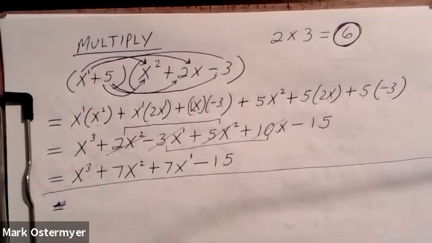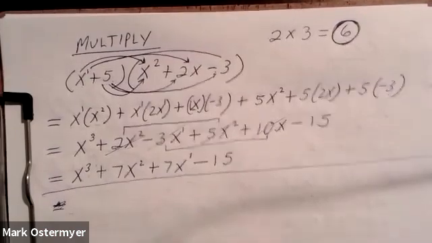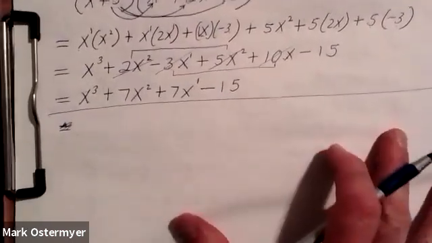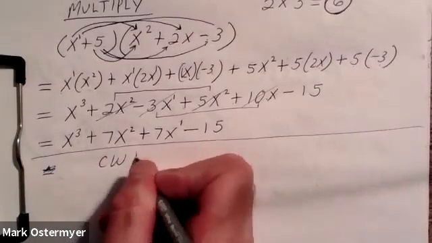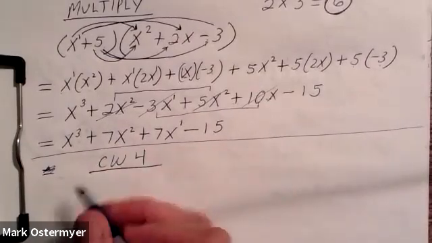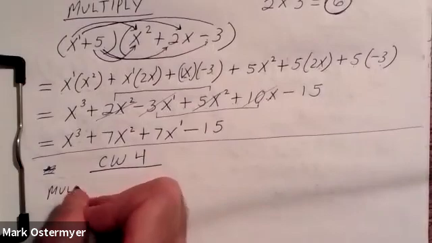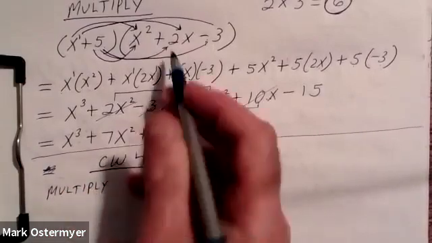Ladies and gentlemen, do you want to try one on your own? This will be the last classwork number 4. I will give you a binomial and have you multiply it by a trinomial. See if you can do this problem. Do it the same way I did this one up here.